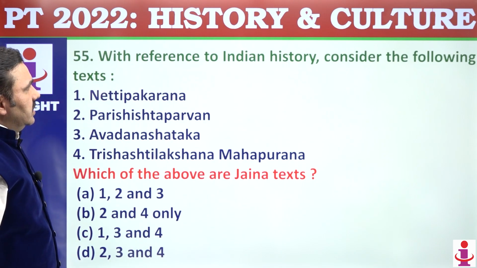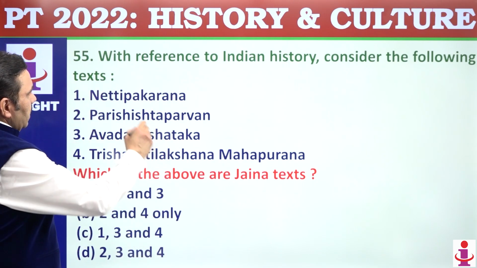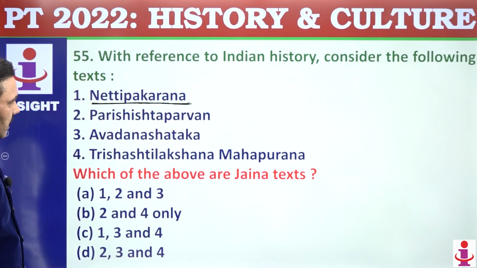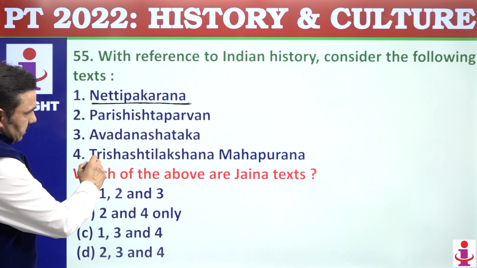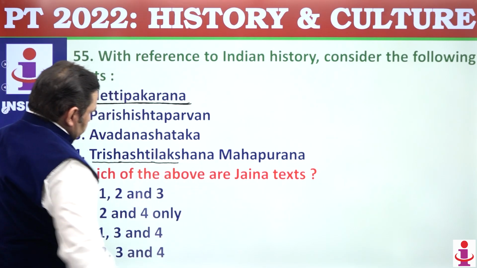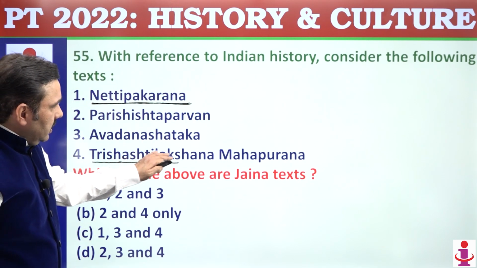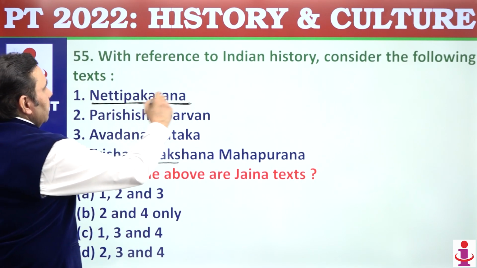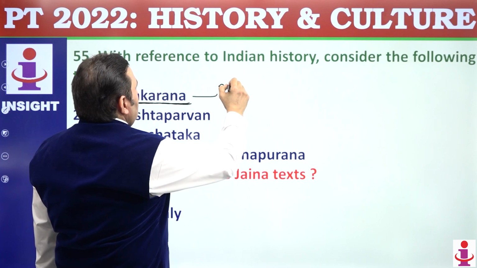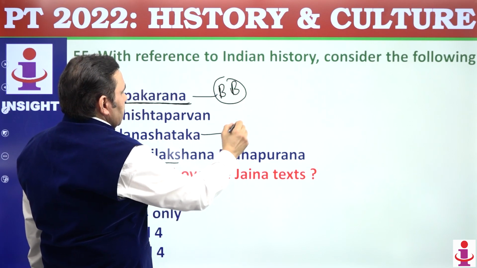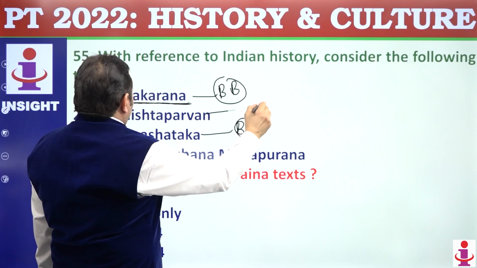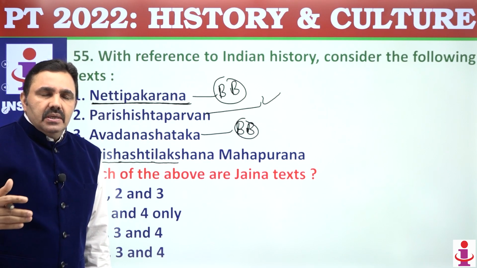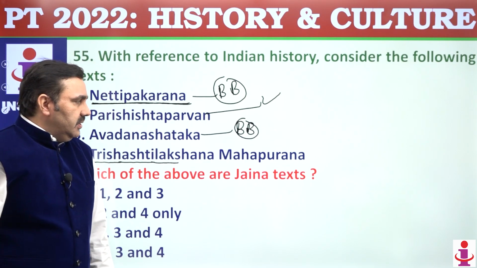55. With reference to Indian history, consider the following texts: Niti Prakarana, Parishishta Parvana, Avadana Shataka, and Trishashti Lakshana Mahapurana. Which of these were Jaina texts? Niti Prakarana was a Buddhist text. Avadana Shataka is also a Buddhist book. Parishishta Parvana is a Jaina book written by Hemchandra. Hemchandra was in the court of Kumarpala Chalukya in the 12th century.